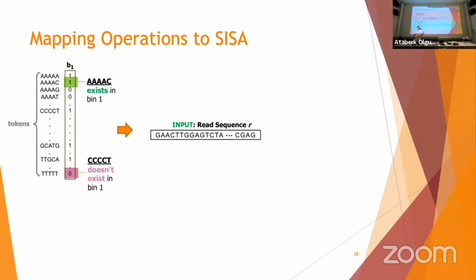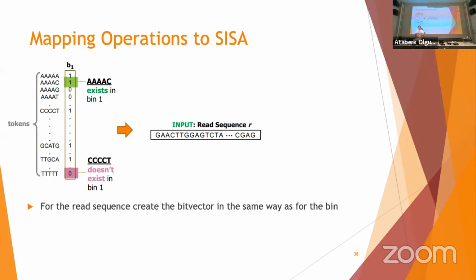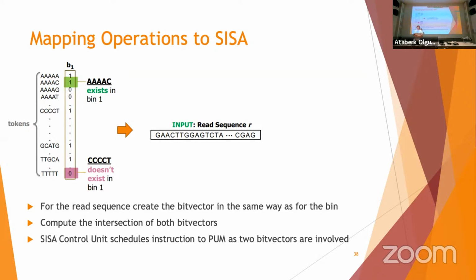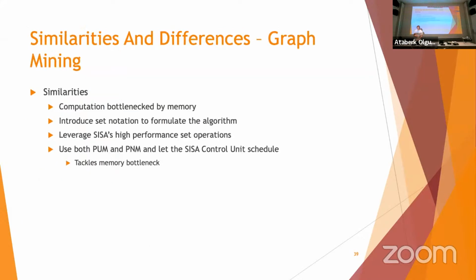Then comparing the read sequence to the bit vector would be done as follows. Firstly, you would create a bit vector for the read sequence in the same way as you do it for the bin. Then you've got two bit vectors, and you need to compute the intersection. Well, SISA would map that to processing using memory as two bit vectors are involved. So this is how, in my opinion, it maybe could be done.